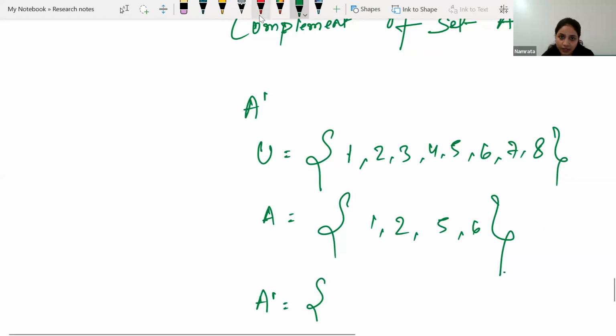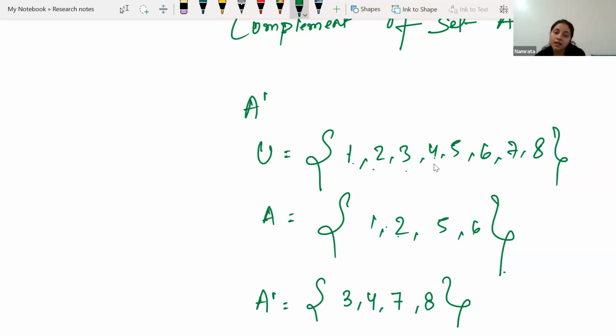Okay, so let me write the answer, then you will be able to understand. 1 is there in A, I will not write 1. 2 is there in A, we are not going to write 2. 3, we will be writing. 4, we will be writing. 5 is there, 6 is there, we will not be writing. 7, we will be writing, and 8, we will be writing. That means complement of set A means universal set minus A: all the elements of the universal set which are not there in A.